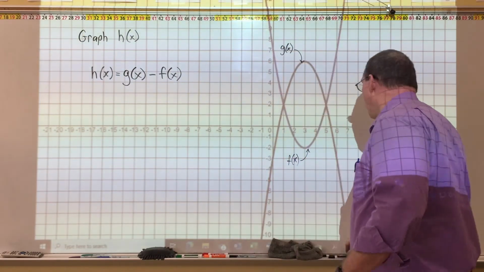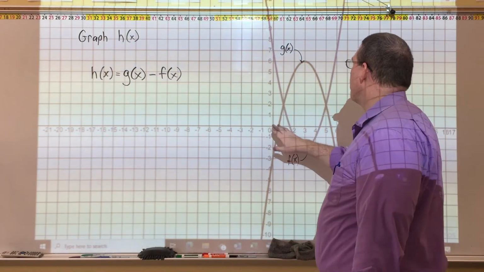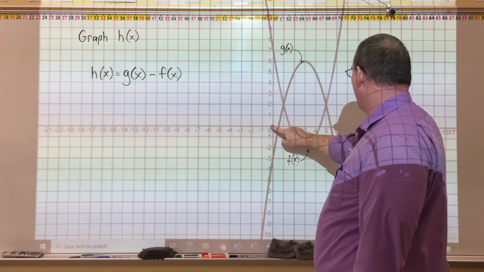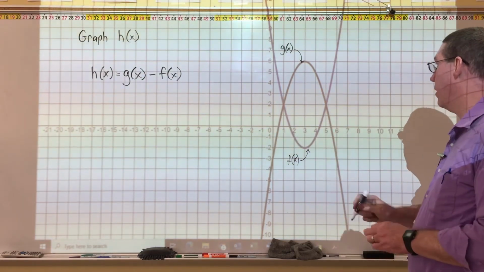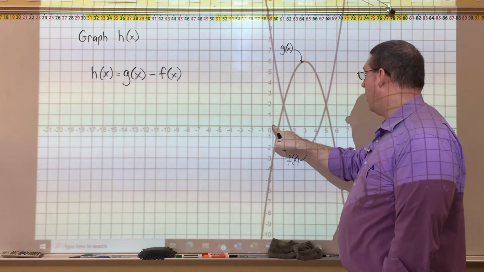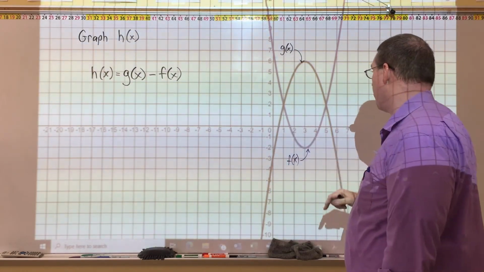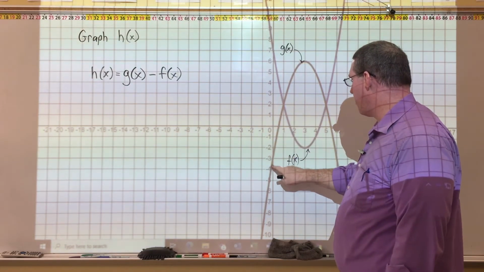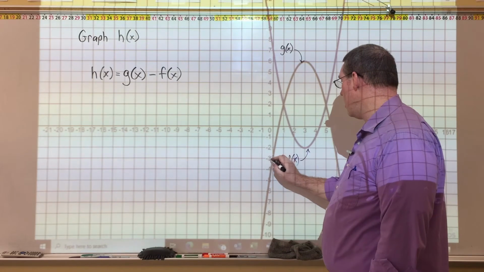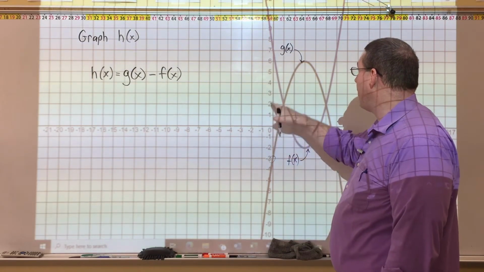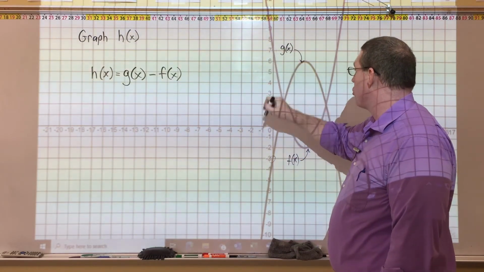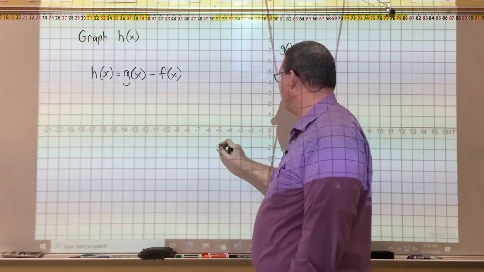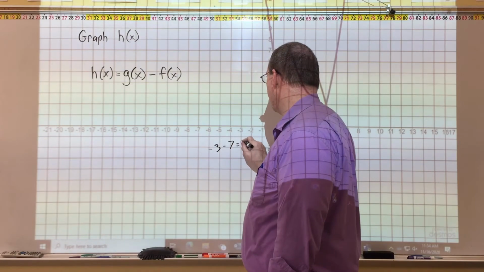Okay? So what we're going to do is, let's say from 0. Looks like we're only going to pull off maybe 0 up to 6. Okay? So we'll start at 0 and we'll plot points for h of x all the way up to 6. So we're going to do g of x. Starting off with g of x at 0 is -3, okay? And f of x at 0 is 7. So we're doing -3 minus 7, right? So -3 minus 7 is going to be -10.